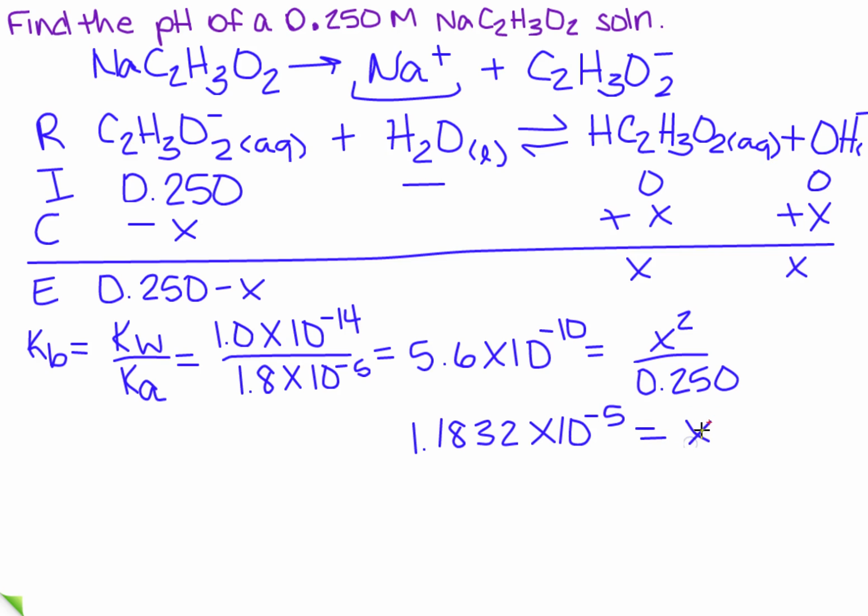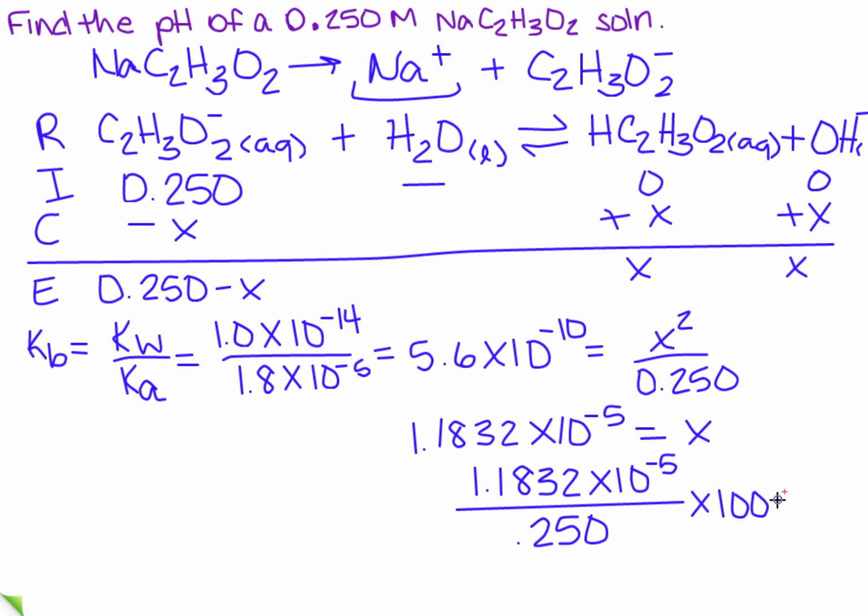Now how can I make sure that's correct? Remember, I take that number that I just obtained and I'm going to divide by the initial concentration, which we said was 0.250, and then I'm going to multiply by 100, and I got it to be a really small number, 0.0047%. So yes, that's less than 5%, so that means my approximation is okay.